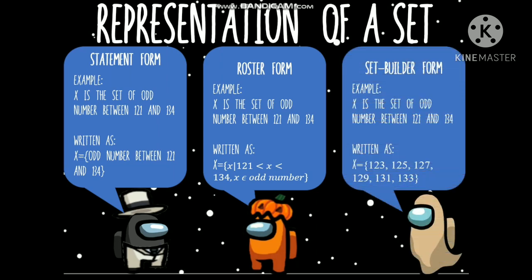The third is set builder form. In this form, the elements of the set are not listed but are represented by some common property. For example, X is the set of odd numbers between 121 and 134. We can write it as X equals 123, 125, 127, 129, 131, 133.